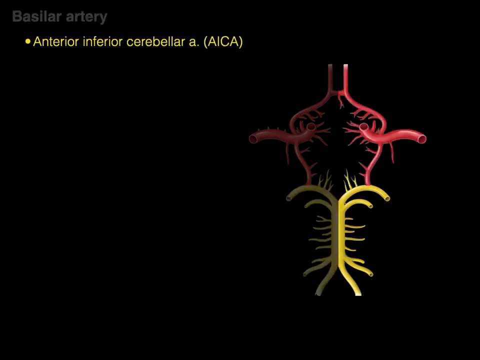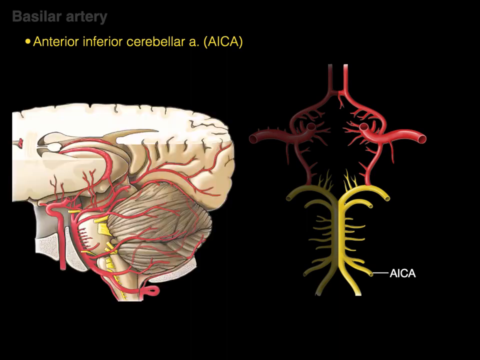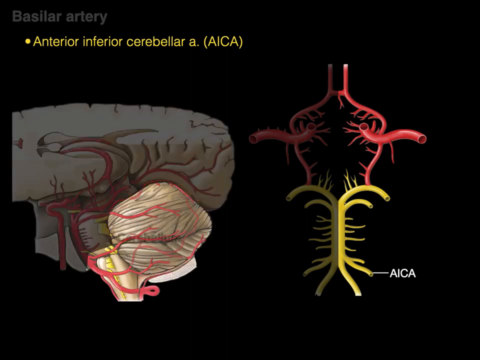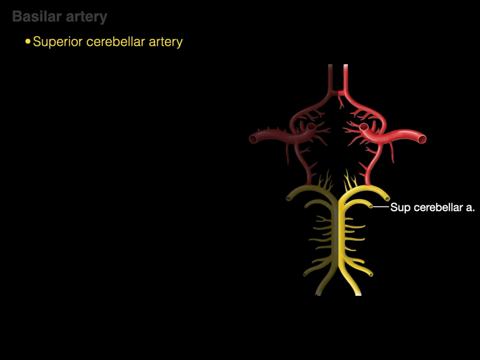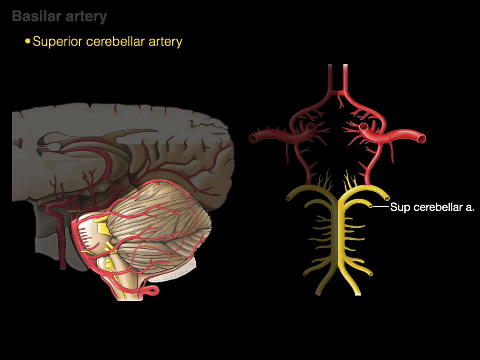Branches that come off include the anterior inferior cerebellar artery there. And there we have the cerebellum, and there's the anterior inferior cerebellar artery that supplies the front and bottom of the cerebellum. We also have the superior cerebellar artery that's more rostrally located, and there is our cerebellum, and there's our superior cerebellar artery that supplies the top of the cerebellum.